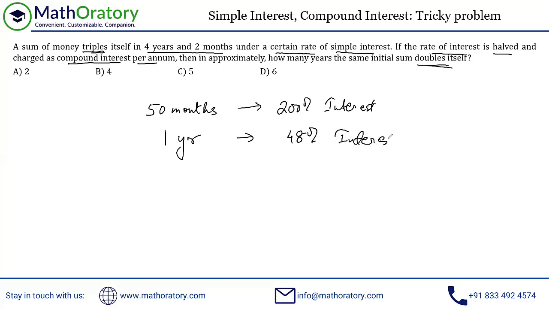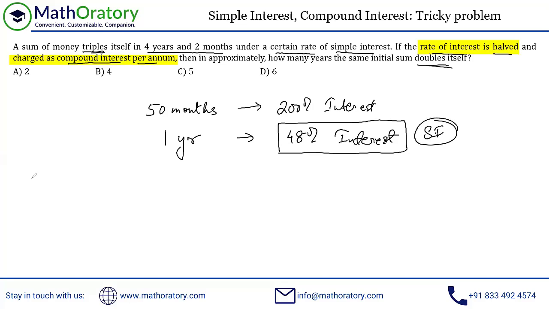So just simple, unitary method, we can apply this because it's simple interest. So this is the rate of interest under the simple interest part. And according to the question, in the compound interest, this rate becomes half of whatever we had. So the rate becomes 24%, right? And we are looking for approximately how many years the same initial sum doubles itself.